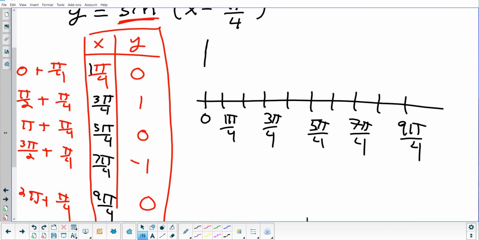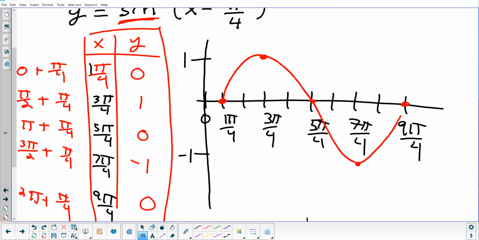All right, need my y-axis. 1. That's a really bad spot for those labels. I should move them all down. I'm just going to draw over them this time. And now plot your points. 0, 1, 0. 7 pi over 4, we're at negative 1. Back to 0. Yeah, that's okay. That's fine.